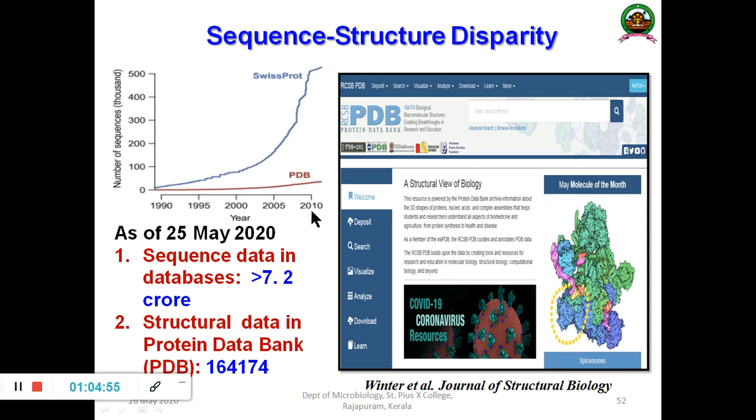The growth is like this. Between 2010 and 2020 it goes very rapidly. Now you are having next-generation sequencing approaches. Because of that, there will be so many nucleotide sequences that we can convert into protein sequences.